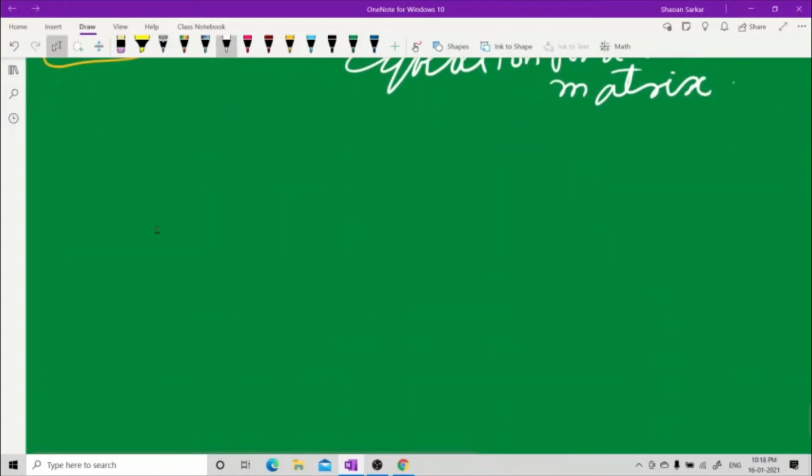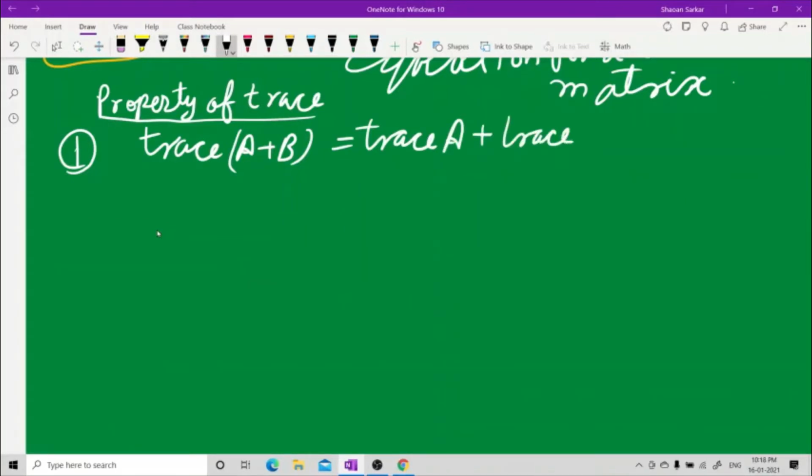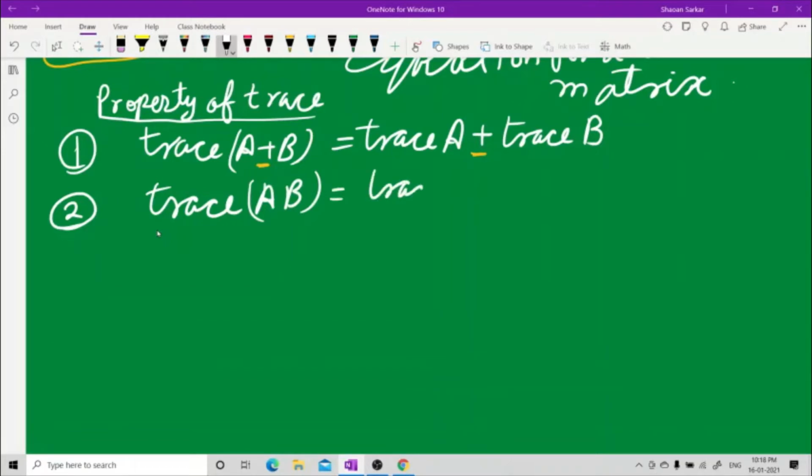Now see, first I'll take the property of trace. Let me write down the properties of trace. This is very, very important for you all to know. Trace of A plus B is trace A plus trace B. Now, if it is a minus sign, then you will put a minus sign. The second property is trace AB is equal to trace BA, provided A and B are conformable, that is, this holds if A, B are conformable.